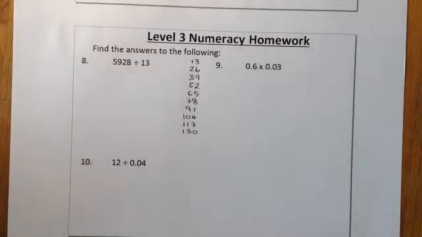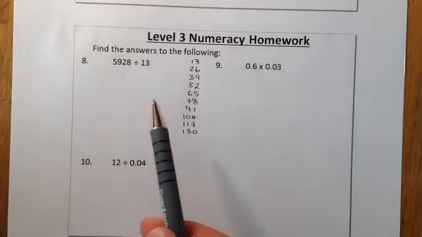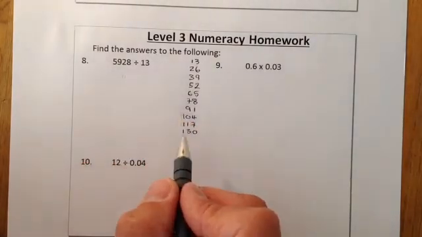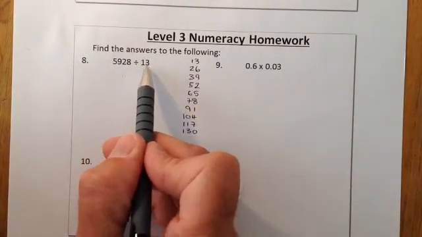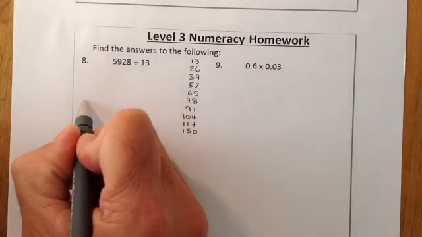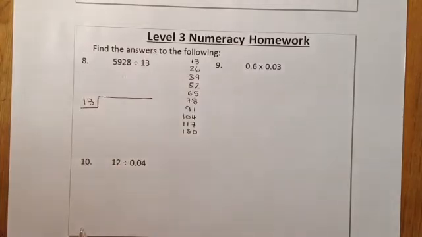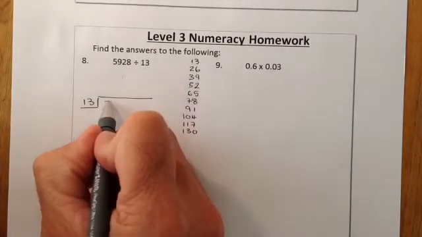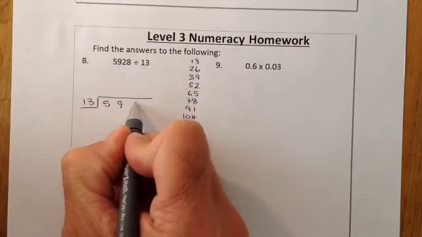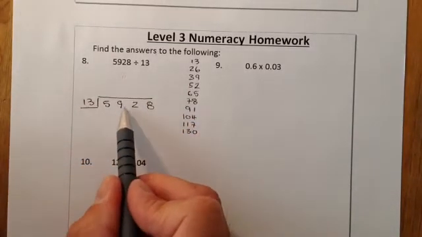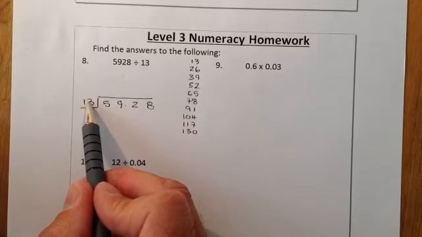Okay, so for any times table that you really don't know, you can always just write it down and then use that for your division. Right, let's set out our division. Remember, it's always that number there that's going to go outside your division sign or your division step. Then I've got 5, 9, 2, 8, and that's the number I'm going to divide by 13.